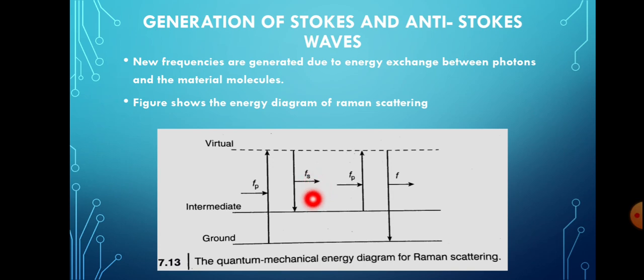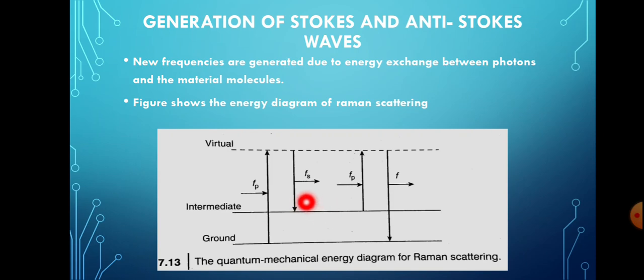Here you can see that the energy difference between the virtual and intermediate level is smaller than the energy difference between the ground and the virtual level. You can see that the energy difference between these two levels is smaller than the energy difference between the virtual and the ground level. Right? So, the frequency of the Stokes photon is lower than that of the incident photons.